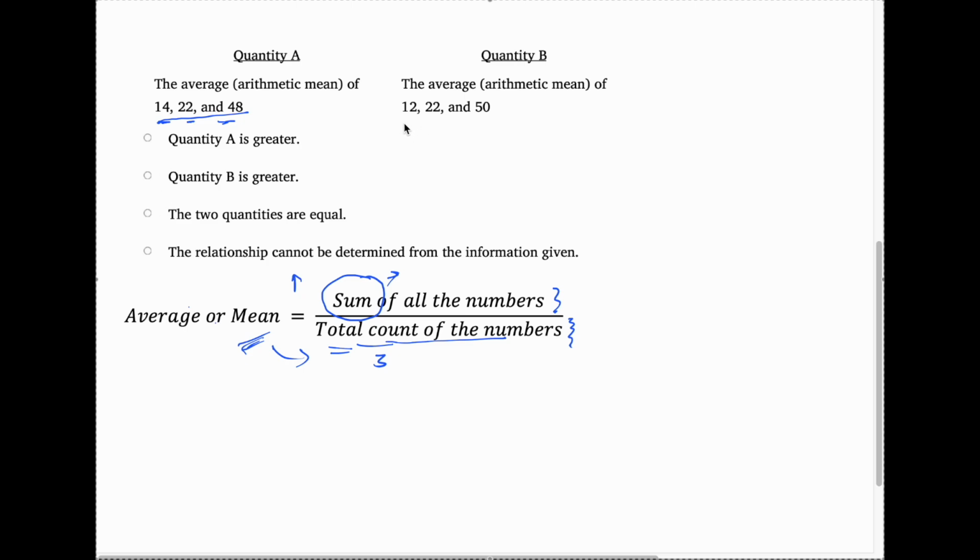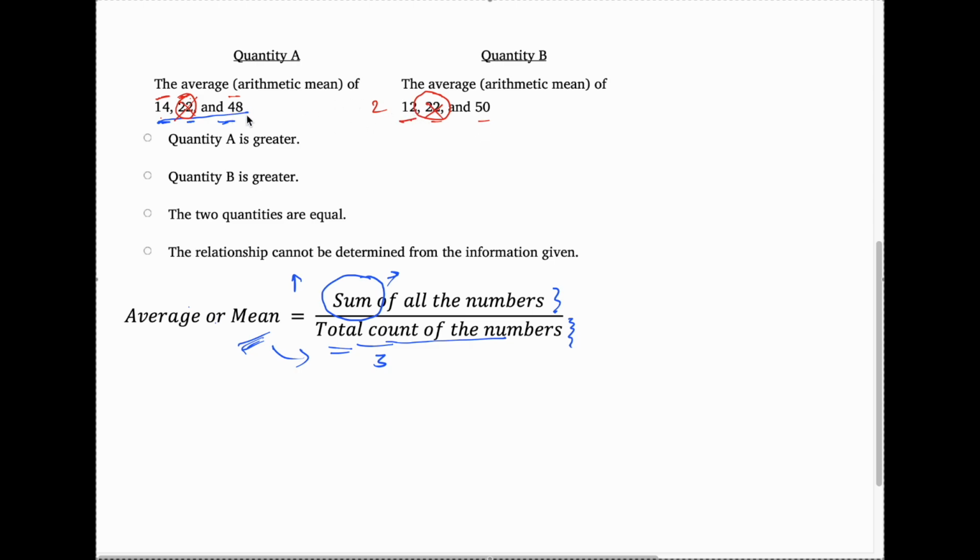So here we are given 12, 22 and 50. When comparing, we can see that we have one number in common, which is 22 here and 22 here. What we can do is just remove this without even looking at it, because they are both common terms. Now when we see 14 here and 12 here, there is a difference of 2. 2 is less in this case in quantity B.